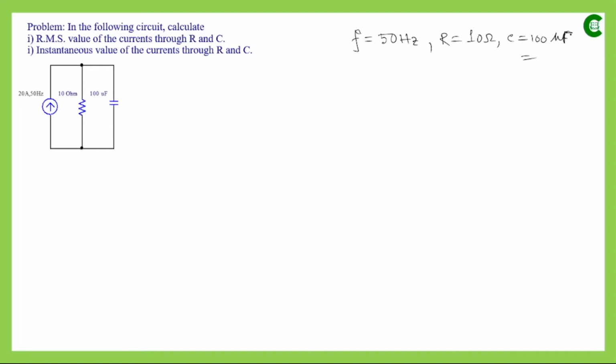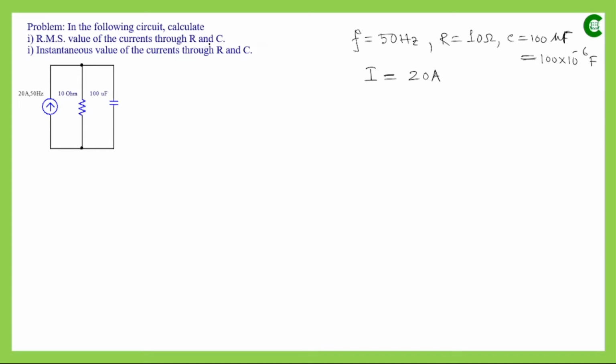That means it is 100 multiplied by 10 to the power minus 6 farad. Also, this 20 ampere value is given, so it will be taken as the RMS value. So I RMS will be 20 ampere. This is not the peak value, and the expression of instantaneous current is not given this time. So we have to find the RMS values of the currents through R and C first.